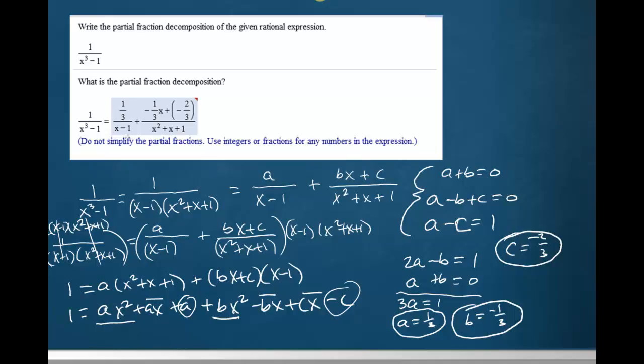Now, if we look at how those values are entered into the equation up here, we see that this a over x minus 1 is given here as 1/3 over x minus 1. And then our b, minus 1/3 right here, is listed here, minus 1/3 x, and then the c value, minus 2/3, is given here. So this matches a over x minus 1, as we have here, plus bx, so minus 1/3 x, plus c, minus 2/3, over x squared plus x plus 1.